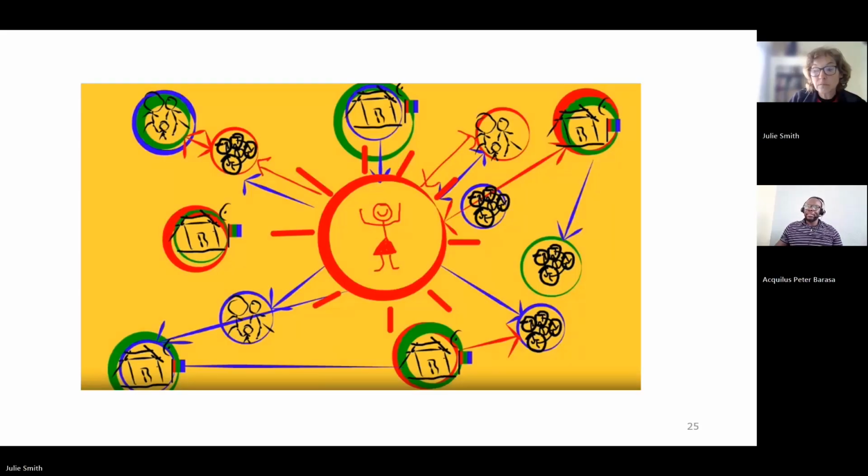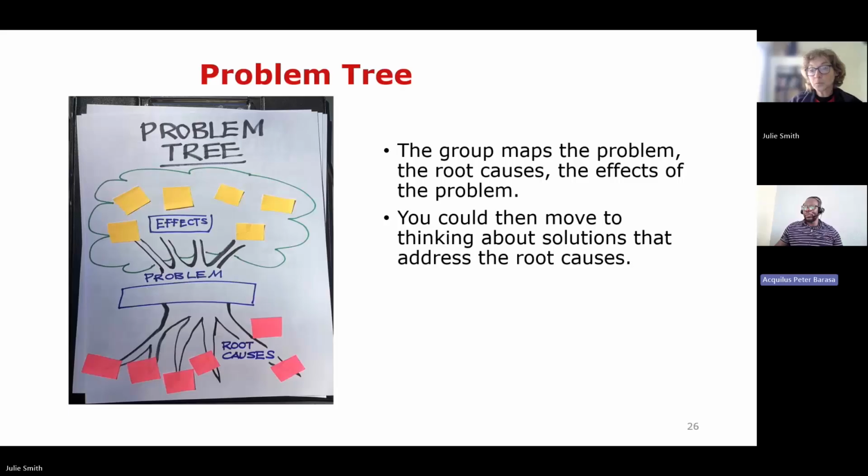The next one is a problem tree. This is something that you're familiar with. So this is where you look at the problem. You'll write down what the problem is. You look at some of the root causes. So what is hidden underneath?